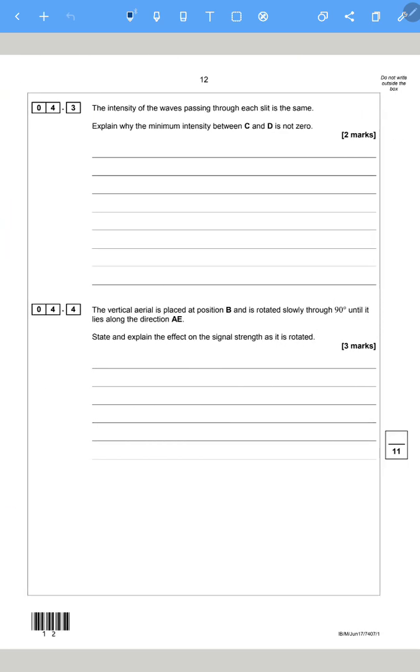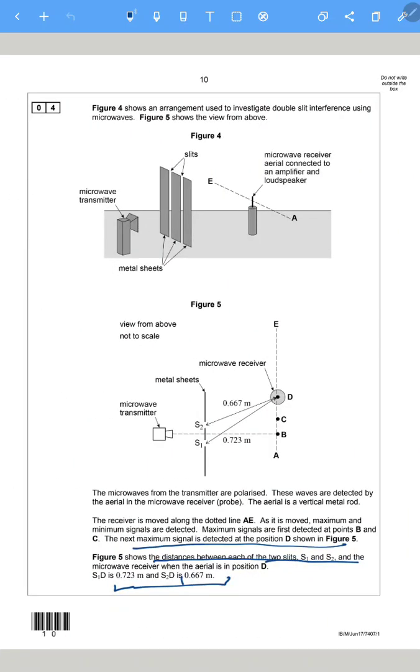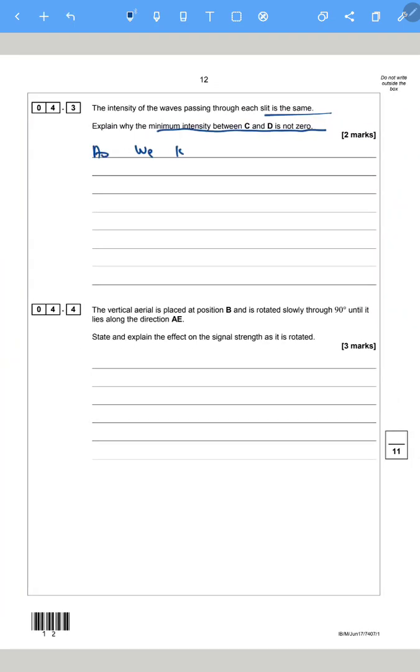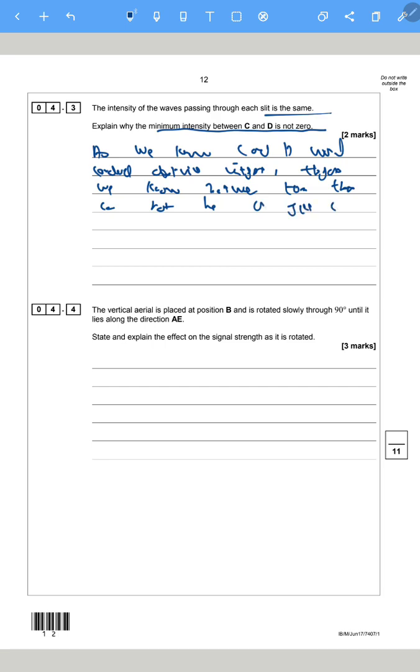The intensity of the wave pattern is the same. Explain why the minimum intensity between B and C is not 0. Well, that is because, as we know, C and D would conduct destructive interference. Therefore, we know between them there cannot be a full cancellation, so we know it cannot be 0.